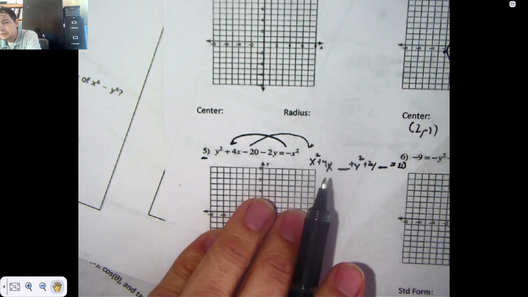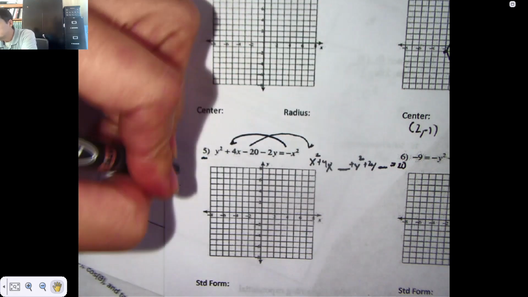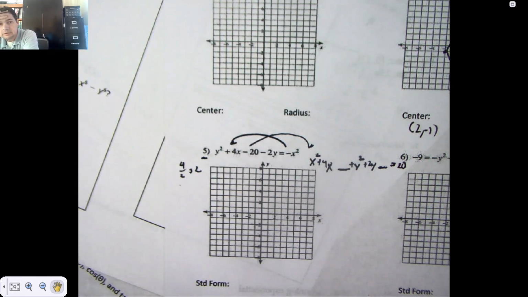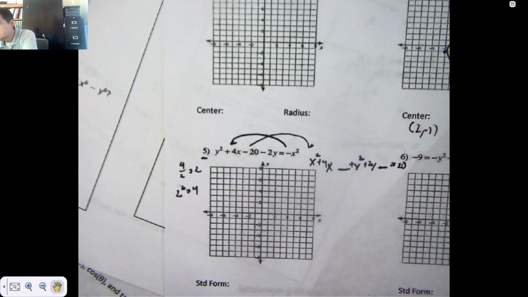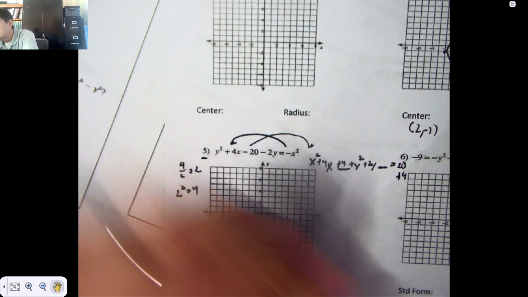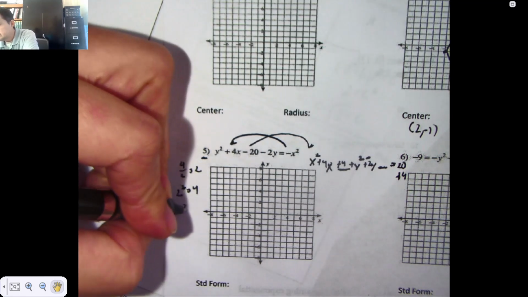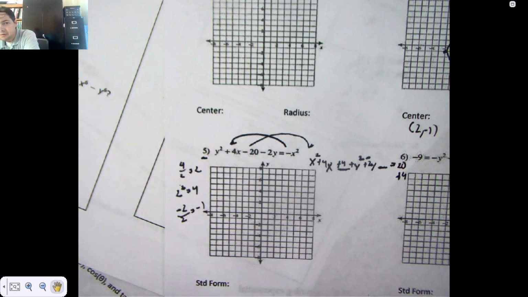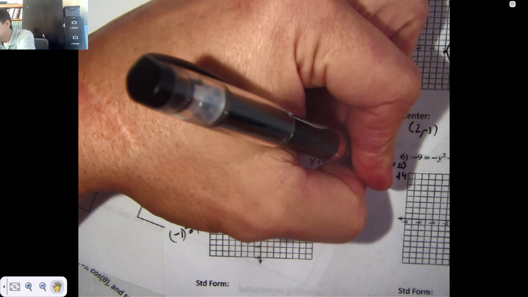So now I'm going to complete the square. I'm going to take half of 4, which is 2. I'm going to take that 2 and square it and get 4. And I'm going to add that 4 to both sides. I'll do the same thing with this, and that's supposed to be a negative symbol. I'm going to take half of -2, which is -1. I'm going to square it. I'm going to get 1, and I'm going to add it to both sides.